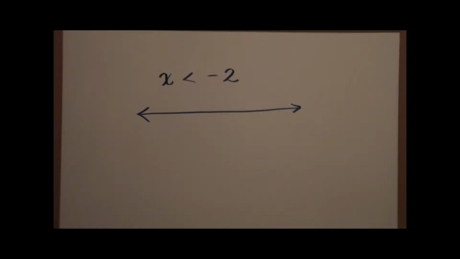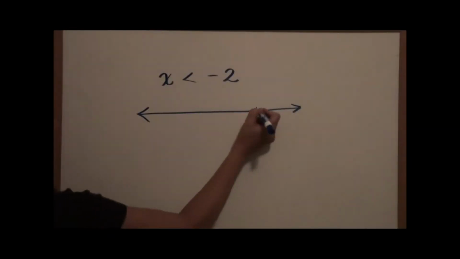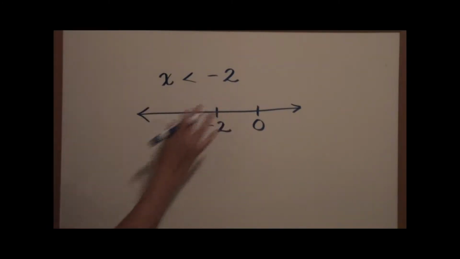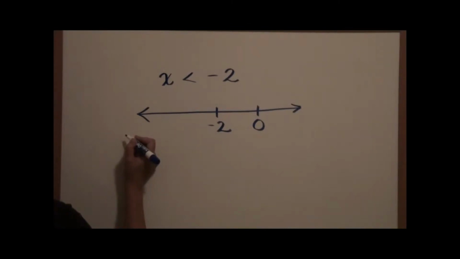number line. x is less than -2. Now I would always recommend that you put 0 on your number line and you put the other key numbers from your inequality. We only have one, that's -2. We want to include everything less than -2. We know as we move to the left on the number line, the value of the numbers is less. So we're going to be shading to the left.